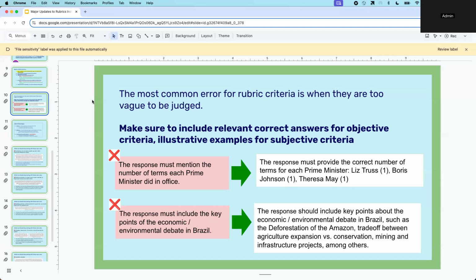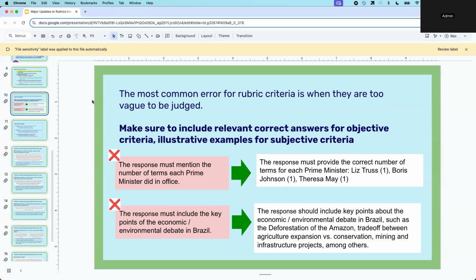Similarly, take the criteria: the response must include key points of the economic environmental debate in Brazil. This is a bit vague as well because it doesn't really define what a key point might entail or look like. So that element is definitely up for interpretation. It doesn't give any indication of how many points, or what the limit is as far as the number of points that are included.